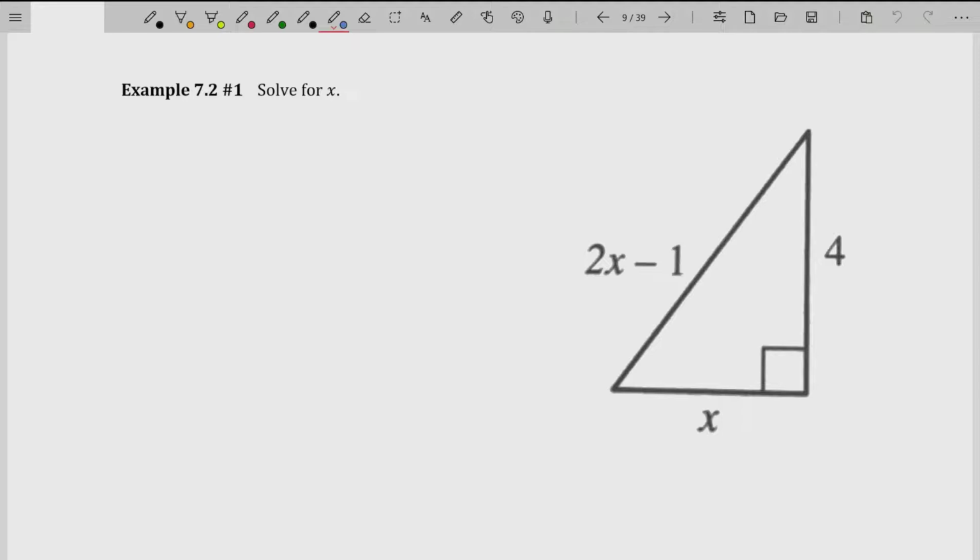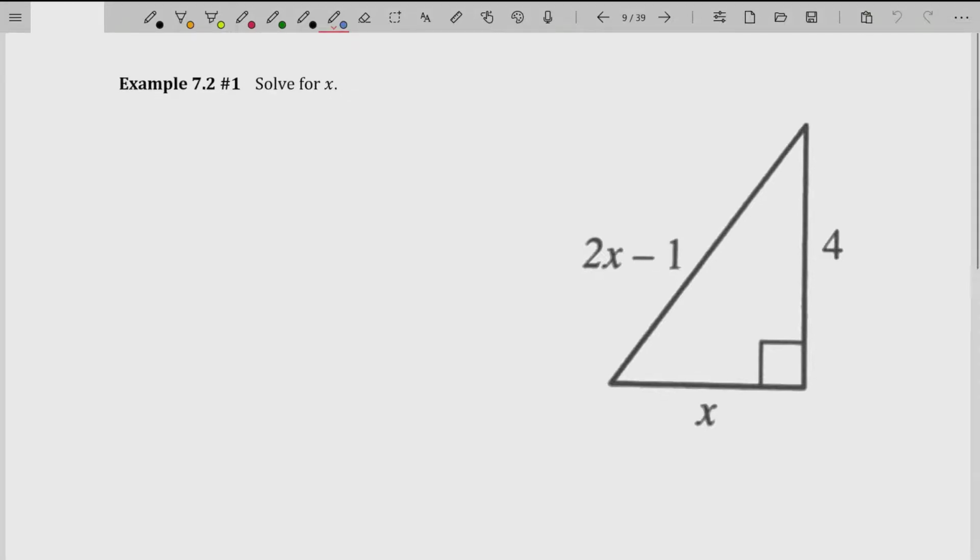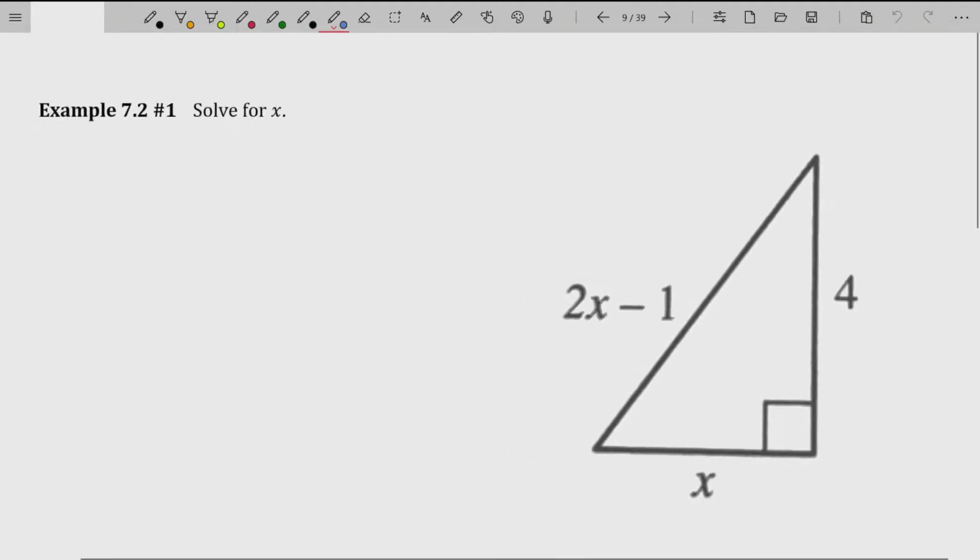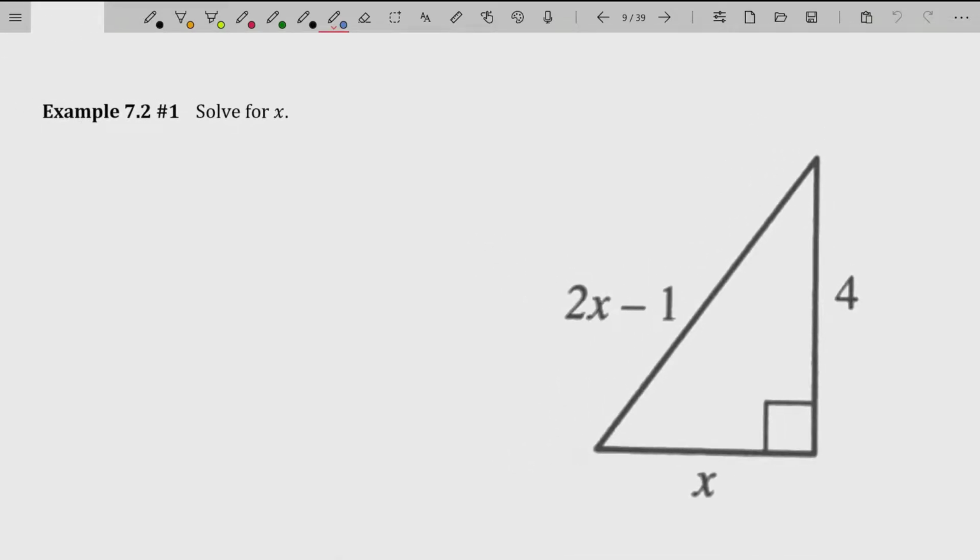So let's solve this for x. It says solve for x, and they're given a right triangle. We happen to know in a right triangle, the sum of the squares of the sides should equal the square of the hypotenuse. That is x squared, this guy, plus 4 squared, this guy, should equal the quantity 2x minus 1 being squared. This guy, that's the hypotenuse. So notice how you can make an algebra problem out of a geometric shape using the Pythagorean theorem.